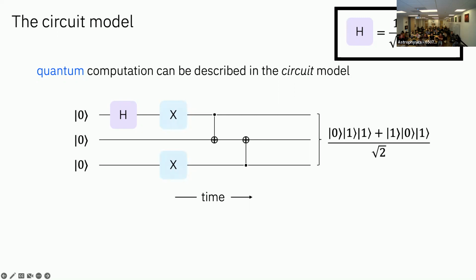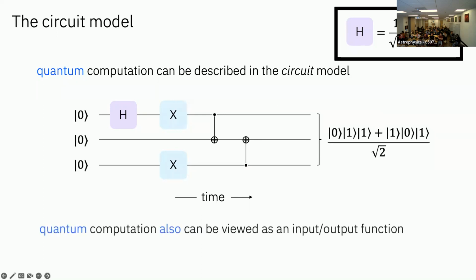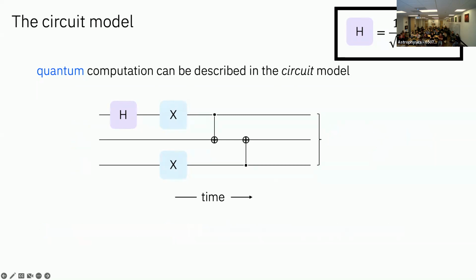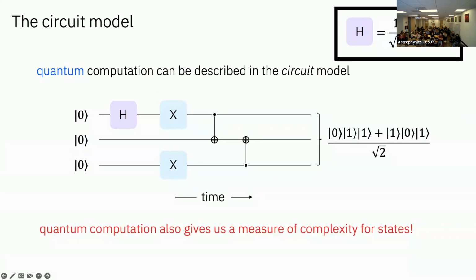It's an entangled state. And so, one way you could think about quantum computation is as an input-output function: switch the input, get a different output. But what I'd like to say is that you can also use quantum computation as a measure of complexity. I can think of this as no longer just a transformation from inputs to outputs, but also as a recipe for how to build the object over there, right?